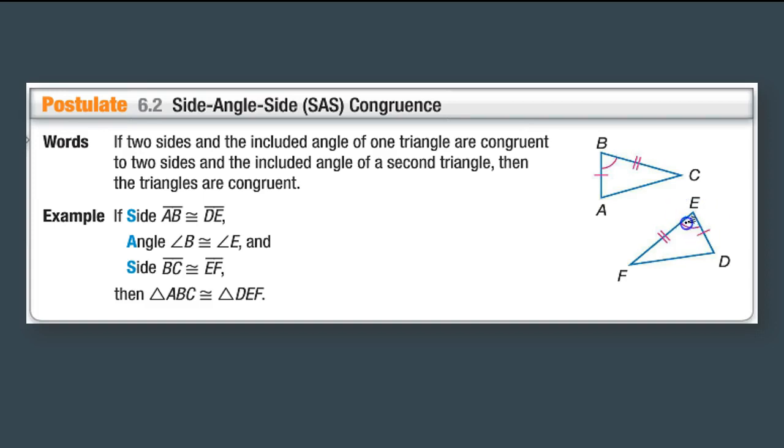So in this case, we have angle E here, which is congruent to angle B. And then what we also have is side BC, which is congruent to FE. So let's say those are two. So notice what we have here is side, angle, side, side, angle, side, which is SAS congruence. So because of this, we know that triangle ABC is congruent with triangle DEF.